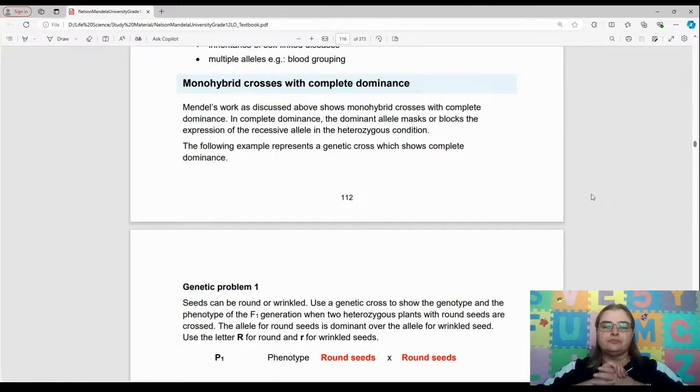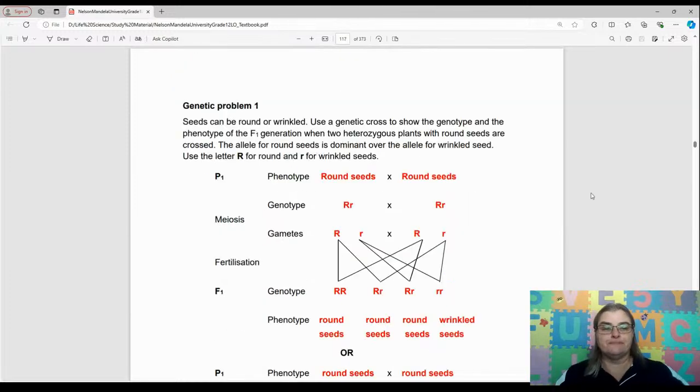So Mendel shows that monohybrid crosses, remember one trait, can have complete dominance. And complete dominance means the dominant allele masks or blocks the expression of the recessive allele if we have a heterozygous condition. Because obviously if we've got a homozygous, it's equal. It's capital, capital, or small, small, okay? So the following example is a genetic cross showing complete dominance. Let's work through it. Let's talk about it.